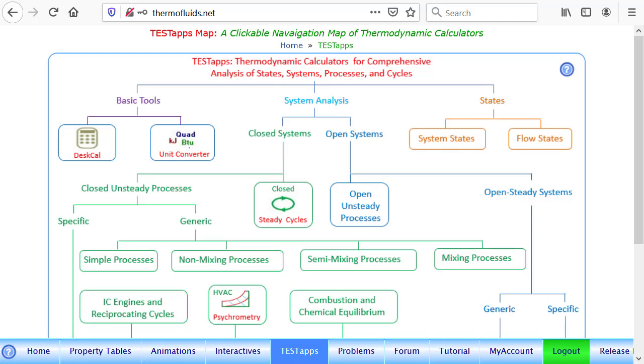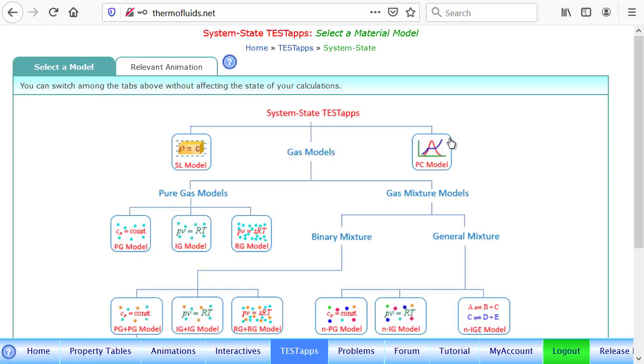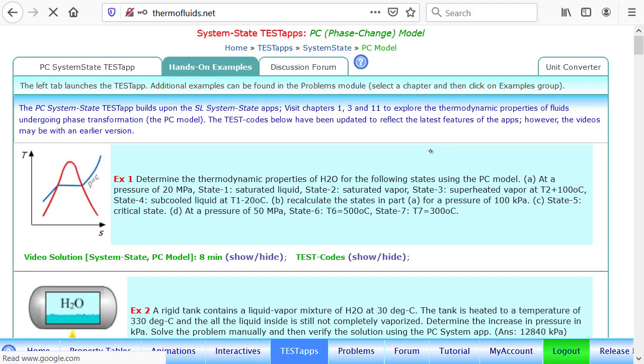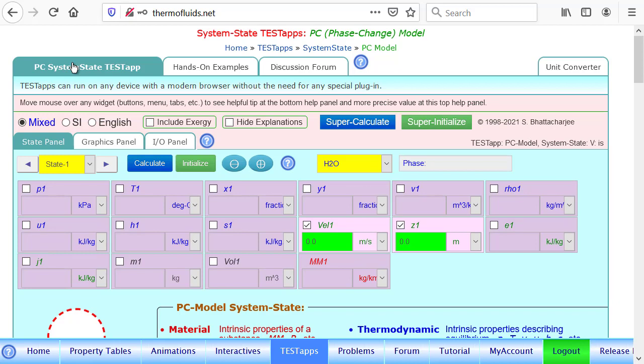we are going to find properties of states, and of course this is a system state because we are trying to find properties of H2O in a rigid tank. Okay, so to launch it, we click system states, and of course the phase change is a possibility. Being a possibility, we launch the PC model. To launch the app, you go to the leftmost tab, and there we go.